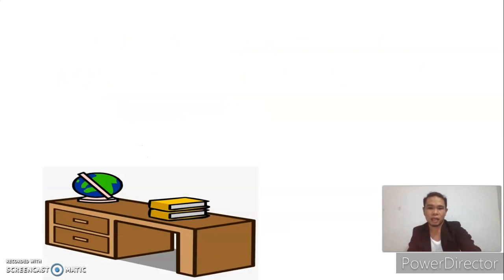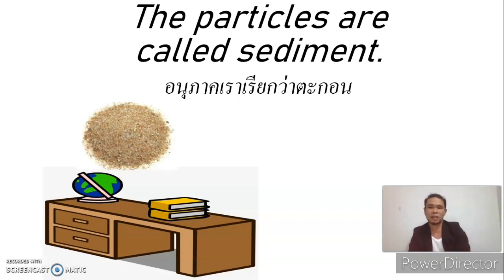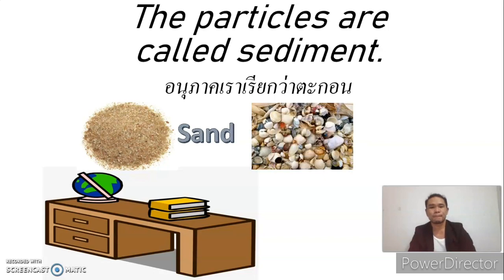Okay, look at the picture. And then the particles are called sediment. Again, the particles are called sediment. So what is sediment? Look at this one. This is a kind of sediment. Sand. Again, sand. Okay, sand. And then the number two is, what is that?